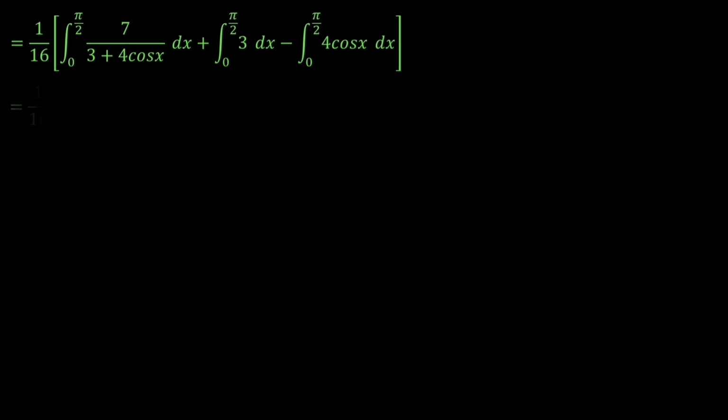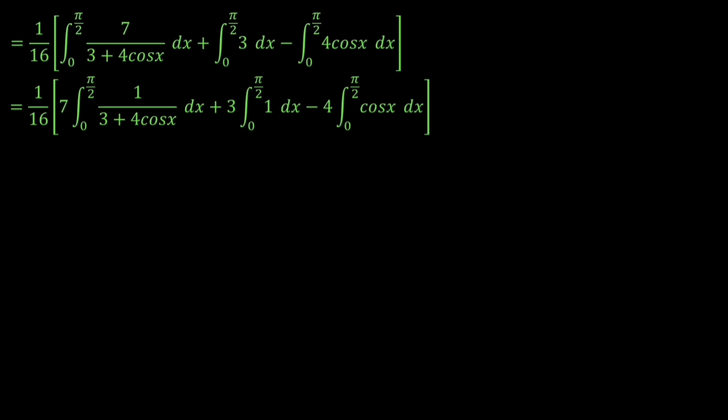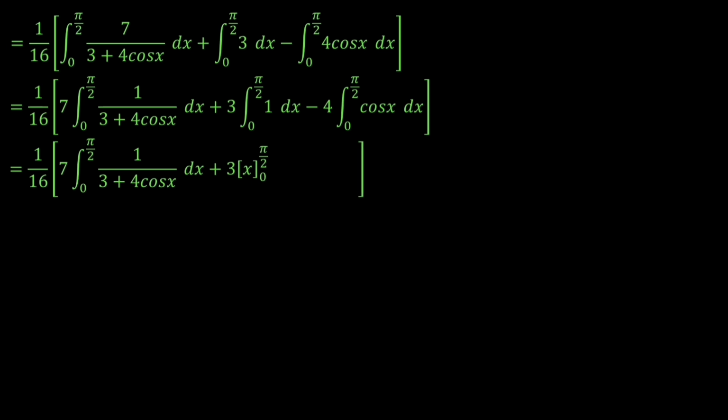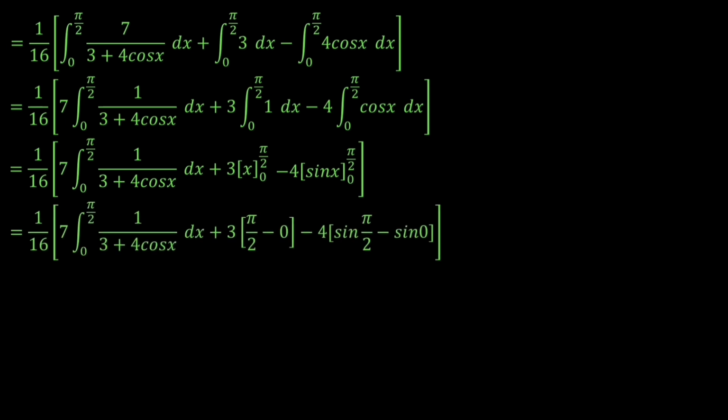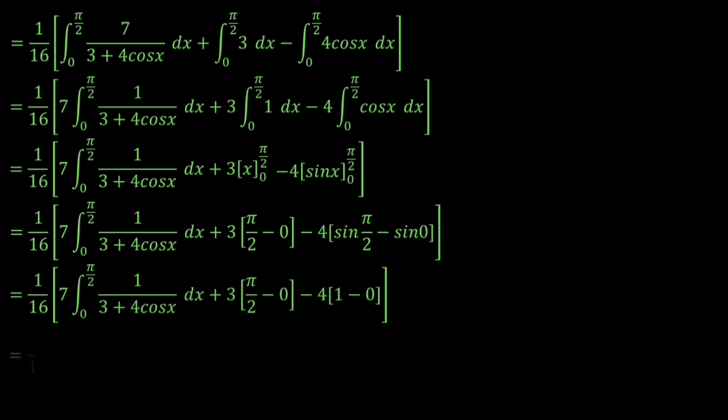We can bring the constant outside of the integral. Integral 1 we can write as x. Integral cos x we can write as sin x. After that, we can substitute the upper limit and lower limit for these answers and get the result 3 pi over 2 minus 4.